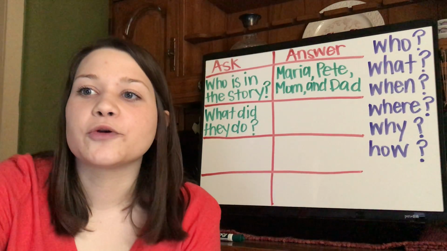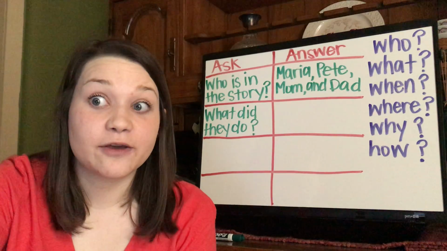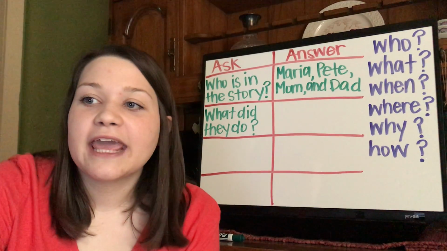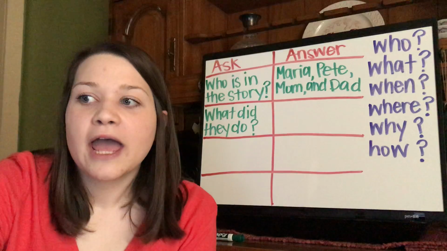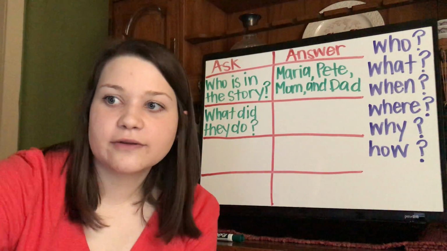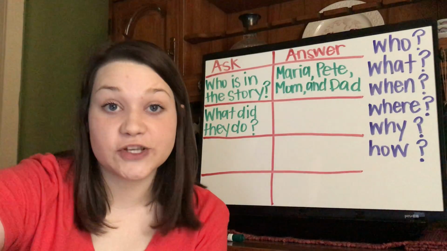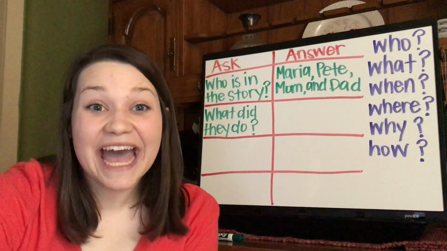It says, Maria and Pete went for a hike with Mom and Dad. They came to a wide river. How will we get across? So we want to look at this cartoon and we want to see what questions can we ask about it.